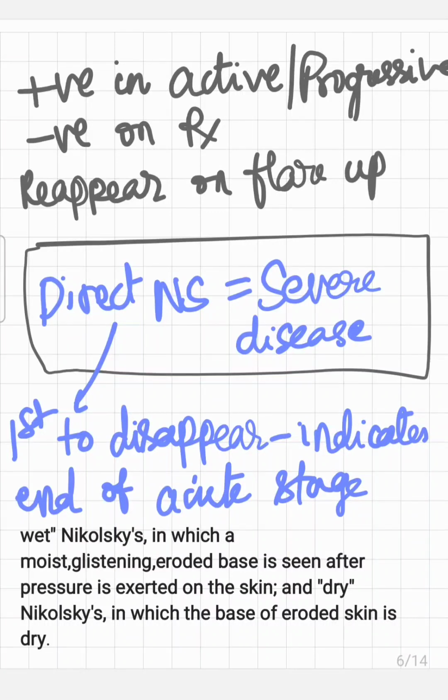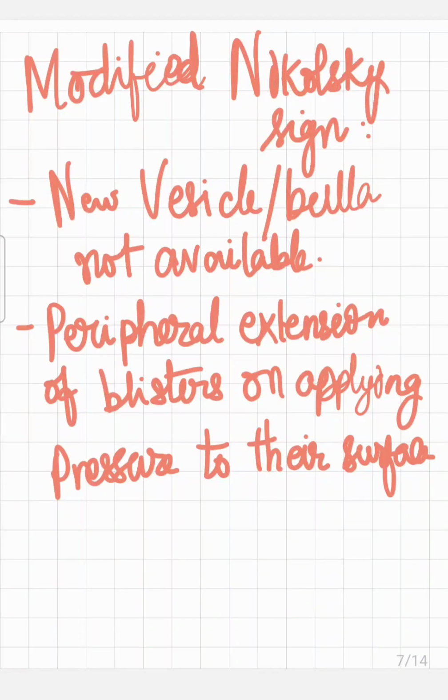There are another two variants known as wet and dry Nikolsky sign, which is basically self-explanatory. If the erosion formed after eliciting the Nikolsky sign is moist and weeping, then it is called wet Nikolsky, and if it is dry, it is known as dry Nikolsky. Then there is another variant called modified Nikolsky sign. It is simply the peripheral extension of blisters on applying pressure to the surface. This is helpful in patients in whom a new vesicle or bulla is not available for biopsy.